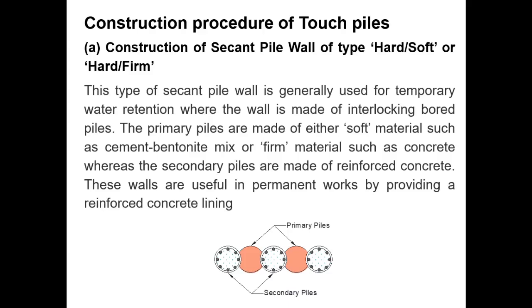Construction of secant pile wall of type hard to soft or hard to firm. This type of secant pile wall is generally used for temporary water retention, where the wall is made of interlocking bored piles. The primary piles are made of either soft material such as cement bentonite mix or firm material such as concrete, whereas the secondary piles are made of reinforced concrete. These walls are useful in permanent works by providing a reinforced concrete lining.